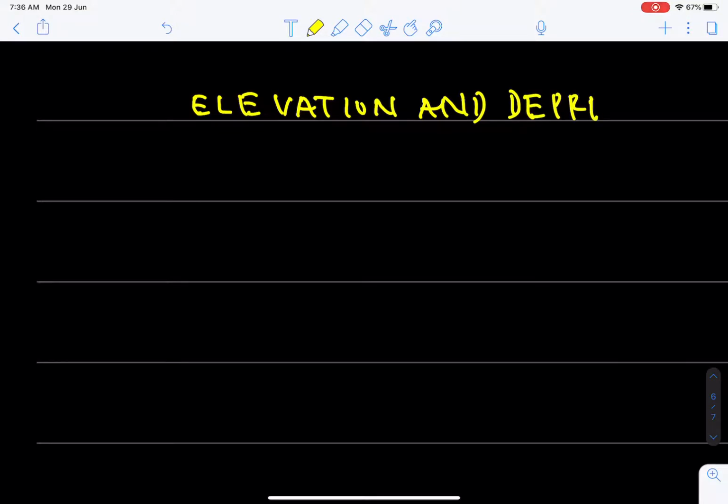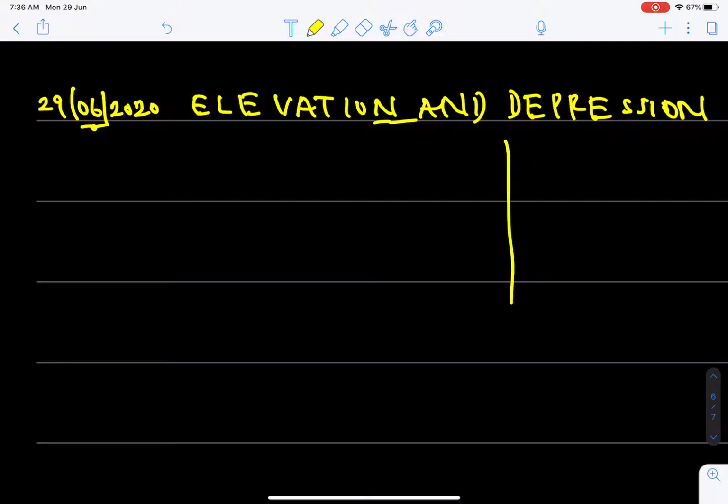We're talking about elevation and depression today. Angles of elevation and depression. Elevation and depression.